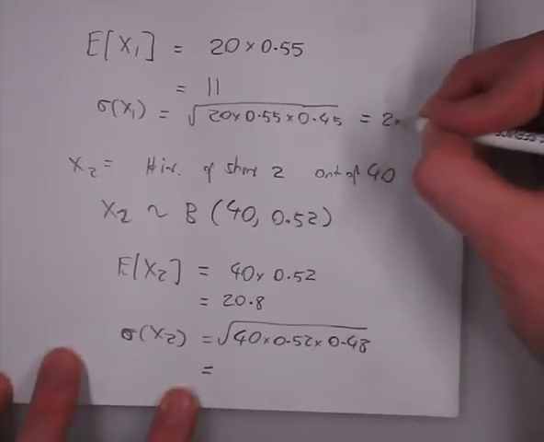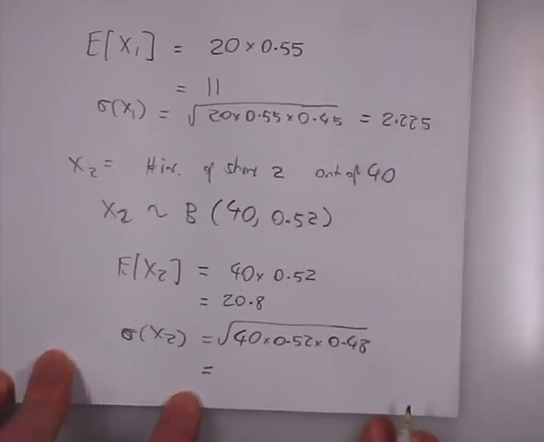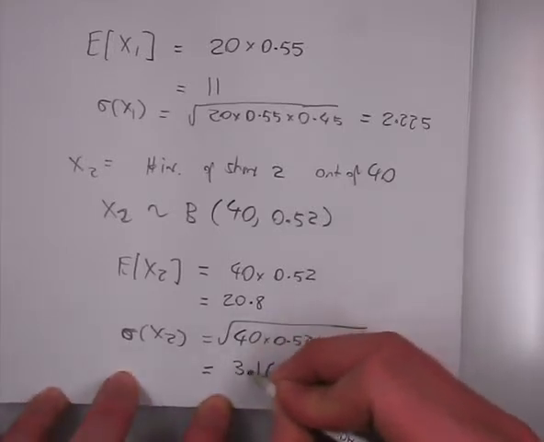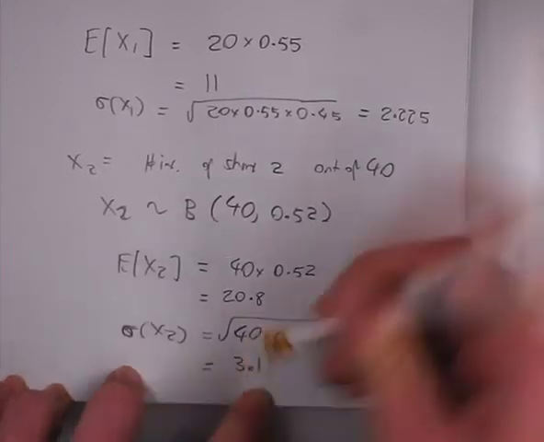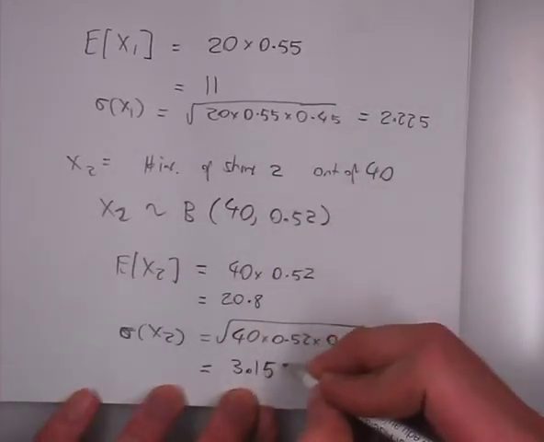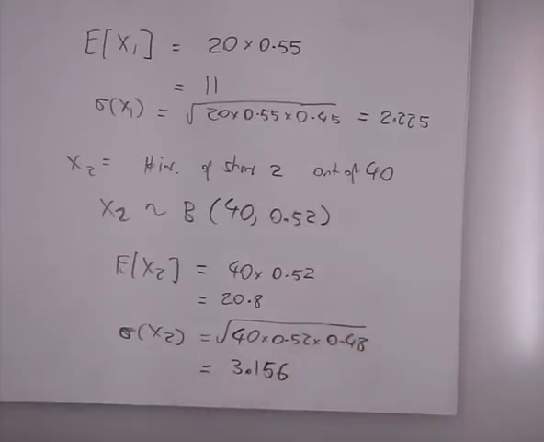2.225. Yeah? Really? Oh yeah, that's all right. It's okay, because it's roughly root 5, right? And the other one should be roughly root 10, so 3 and a bit. Can I have another decimal place? 3.1560. Okay. Cool. Lovely.